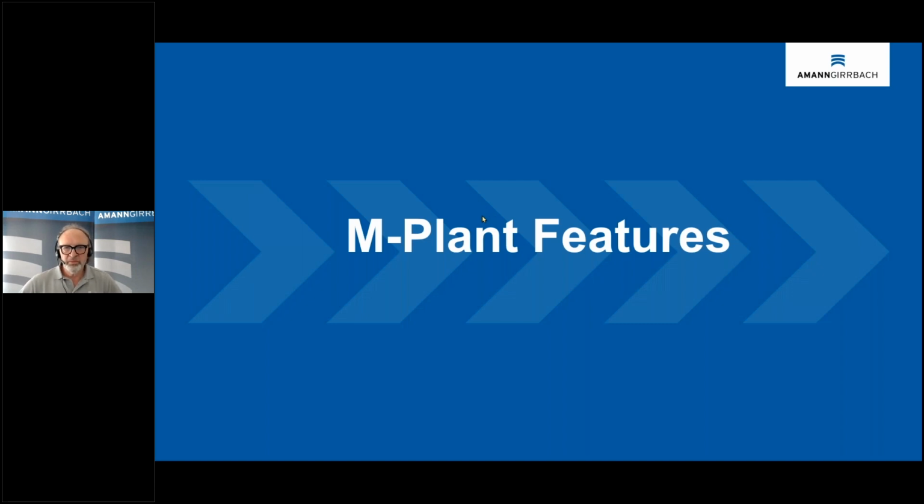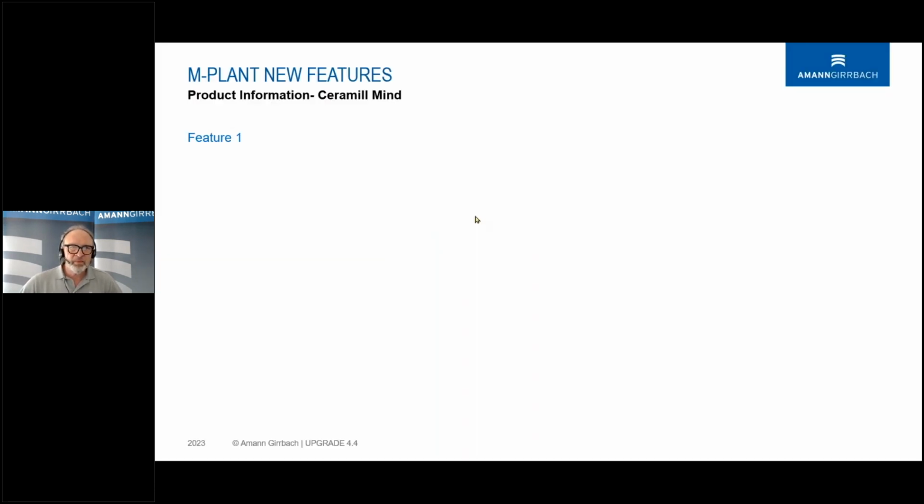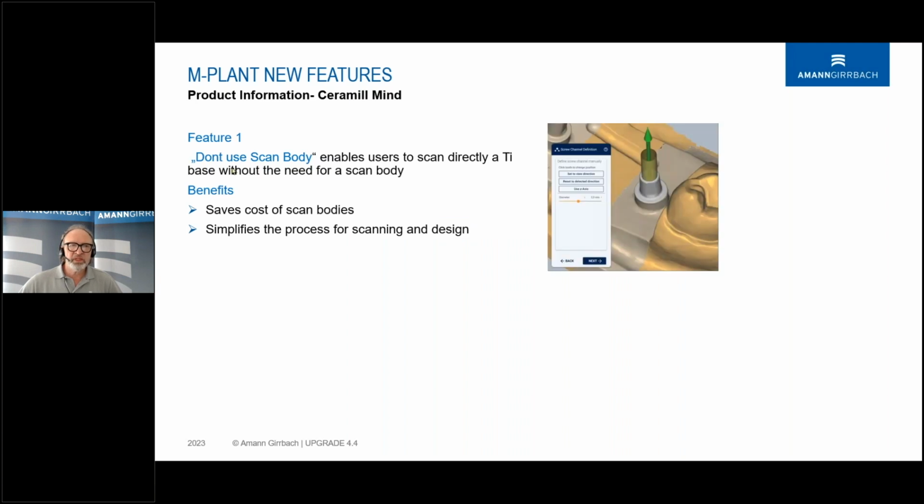So we go on with the implant features. Implant features is don't use scan body. What does it mean? If you don't have a scan body, the idea behind that is that several users would like to scan the TI base because they have no scan body, or no scan body is available at the moment. They haven't got this in the lab, or they simply want to save costs or want to be faster. And then you scan your TI base directly.